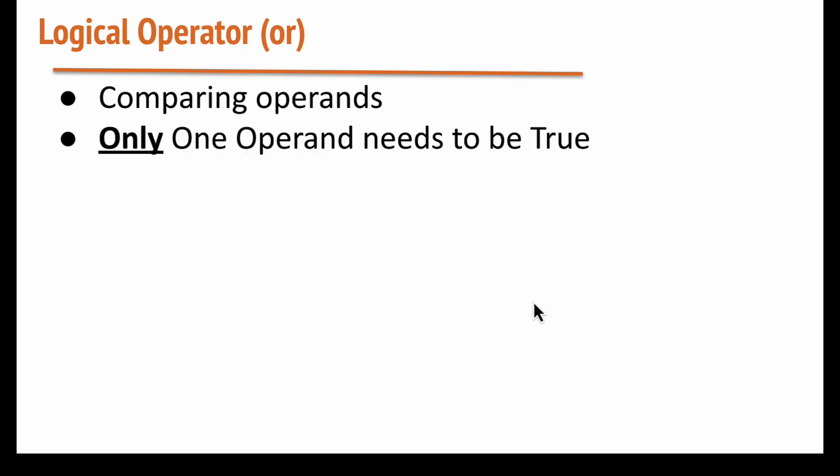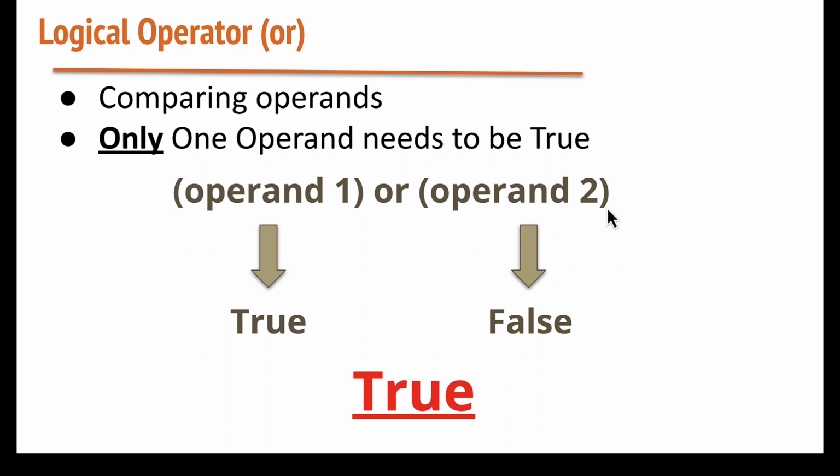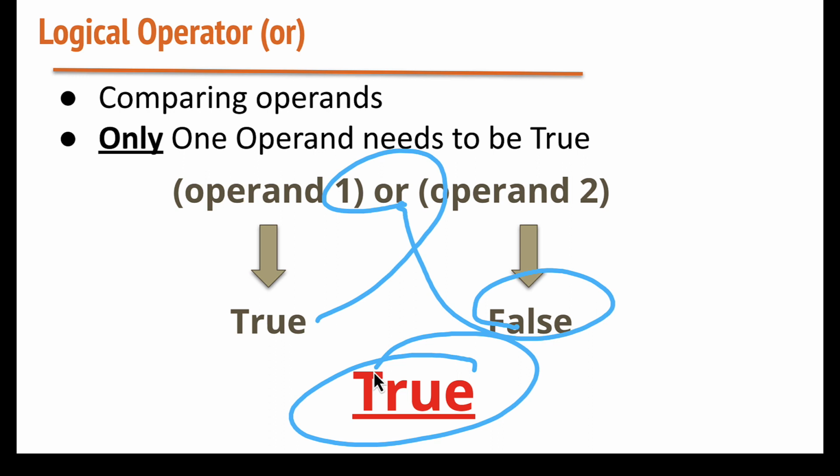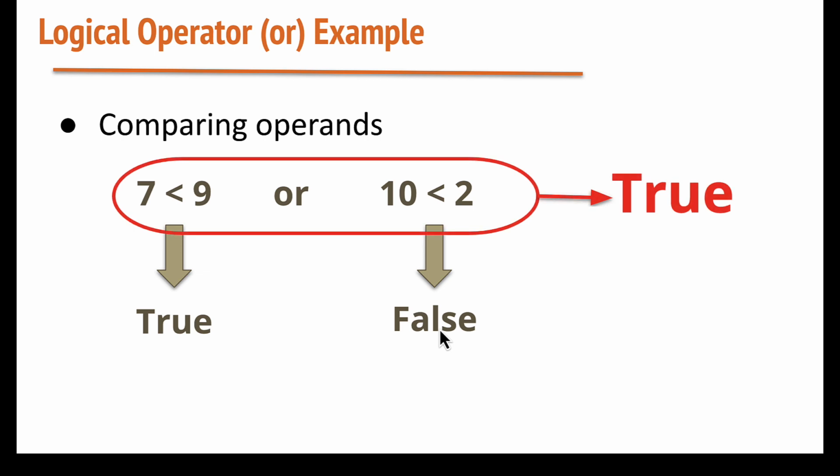Now let's take a look at the logical operator or. Once again, we're going to be comparing things. In this particular case, only one operand needs to be true. Let's take a look at our scenario here. If we have one operand true and we're utilizing or with false, that's going to result in a true statement. Looking at this example again, 7 is less than 9 and 10 is less than 2, so that's a true and a false. It's overall going to create a true condition.